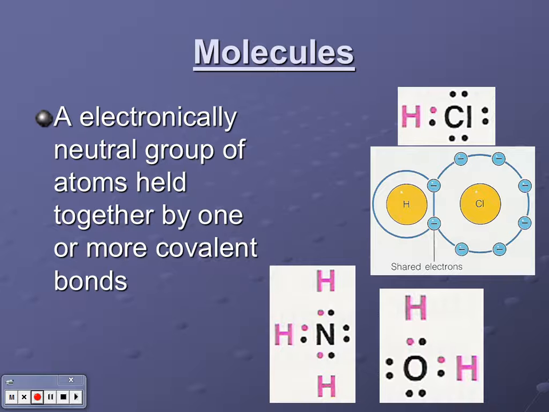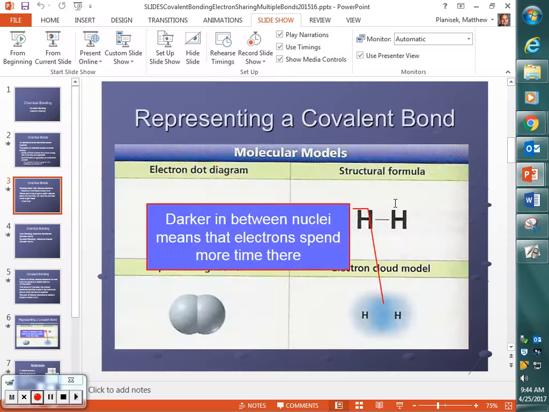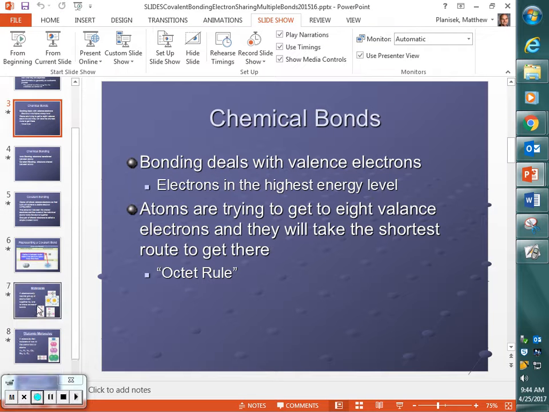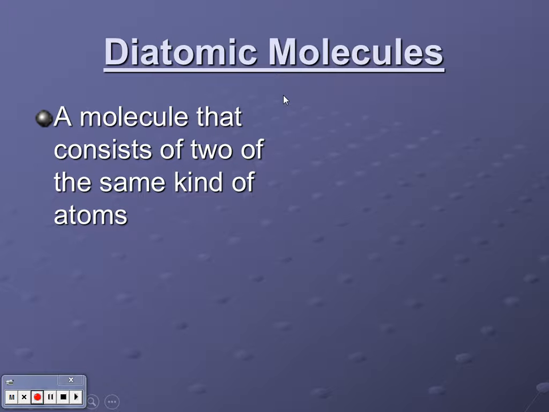A specific type of molecule that we talk about is a diatomic molecule. Like its name suggests, diatomic molecules are molecules that consist of 2 of the same kind of atoms.